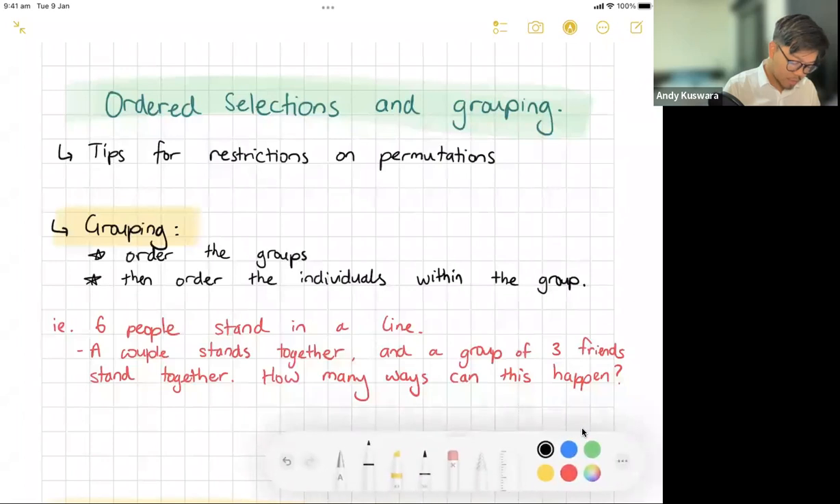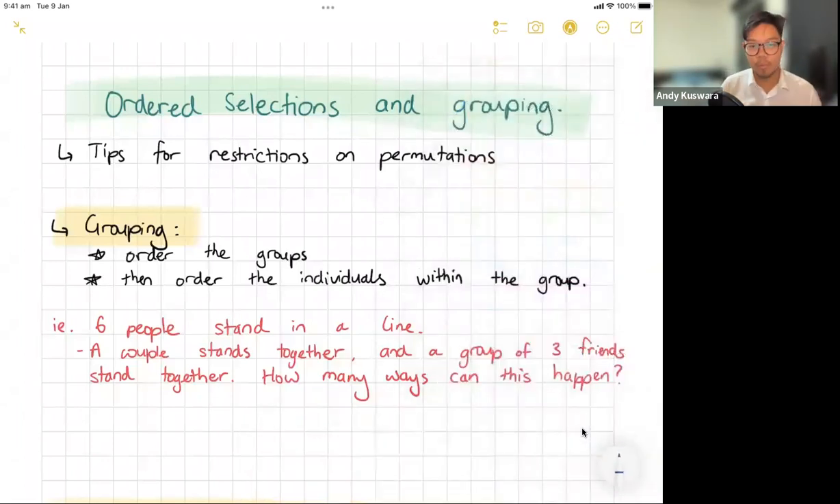Let's start with this here. Your first tip is to group things together. When you're grouping things, the two things you need to think about are: first, order the groups, and then order the individuals within the group.